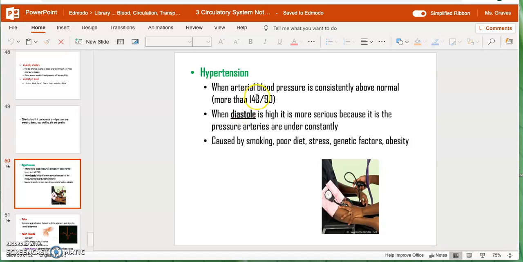Hypertension is when the arterial blood pressure is constantly above normal. So you don't want to have high blood pressure. It can be caused by smoking, poor diet, stress, genetic factors, obesity.